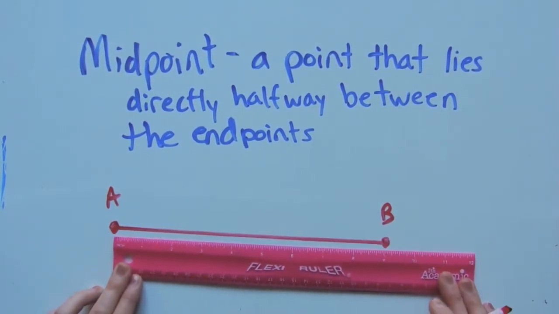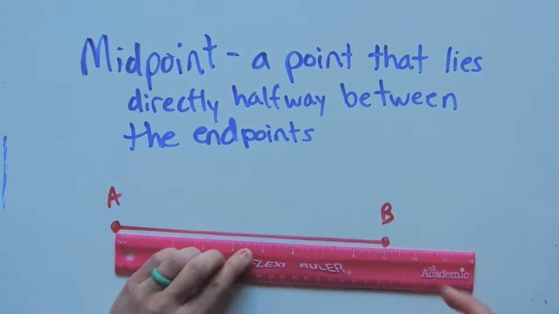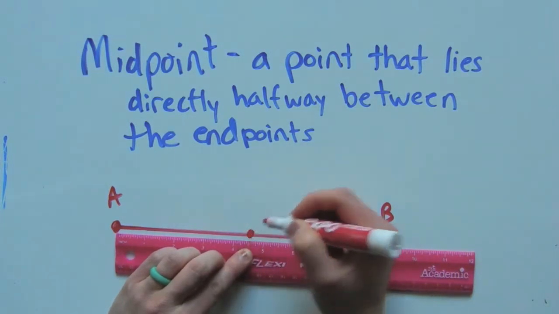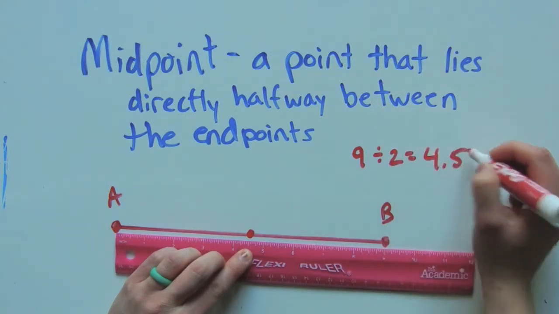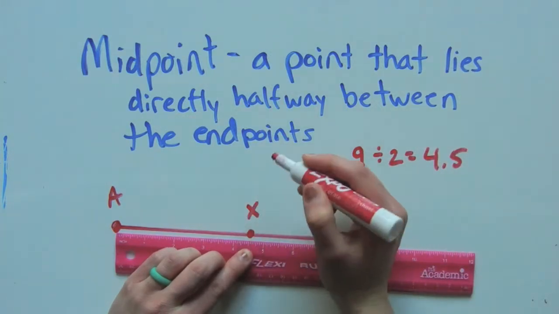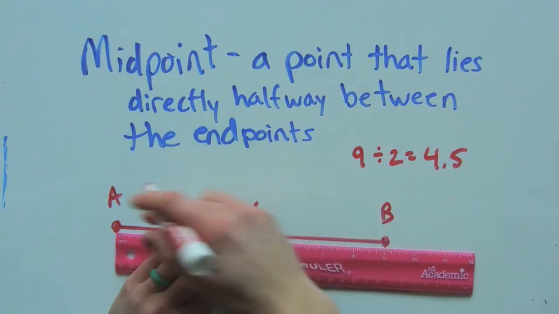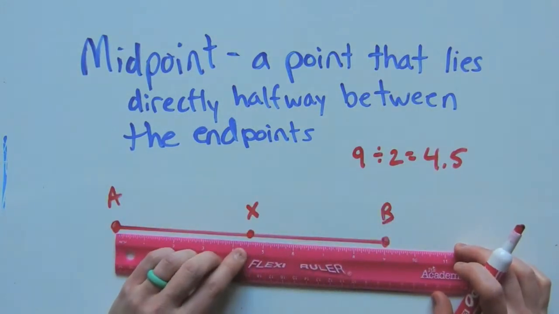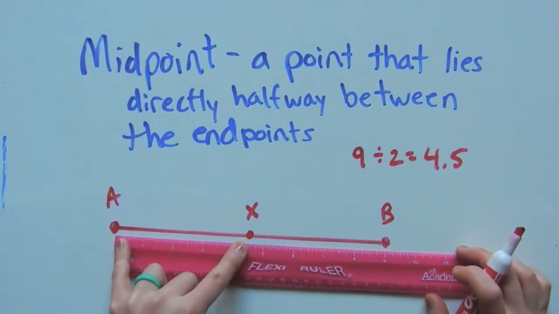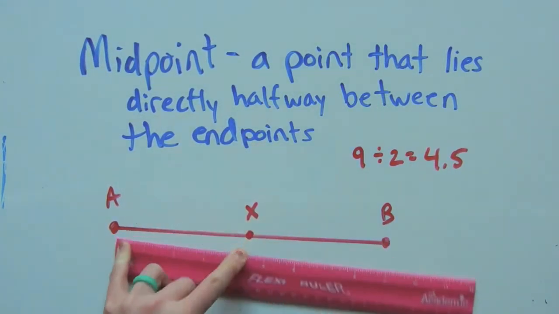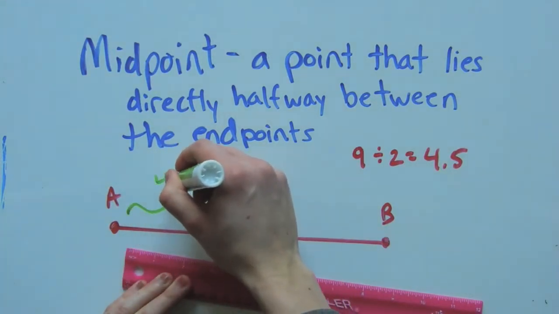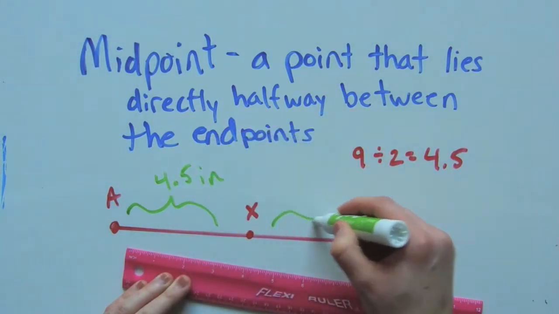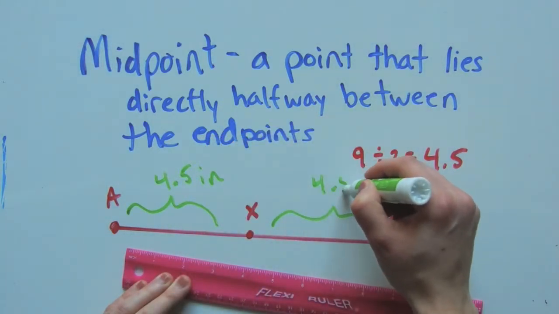Measuring this, I get that from A to B is 9 inches. So the midpoint would lie at 4.5 inches, because 9 divided by 2 equals 4.5. So our midpoint X is at 4.5 inches along this line. That means the distance between A and X is 4.5, and the distance between X and B is also 4.5.